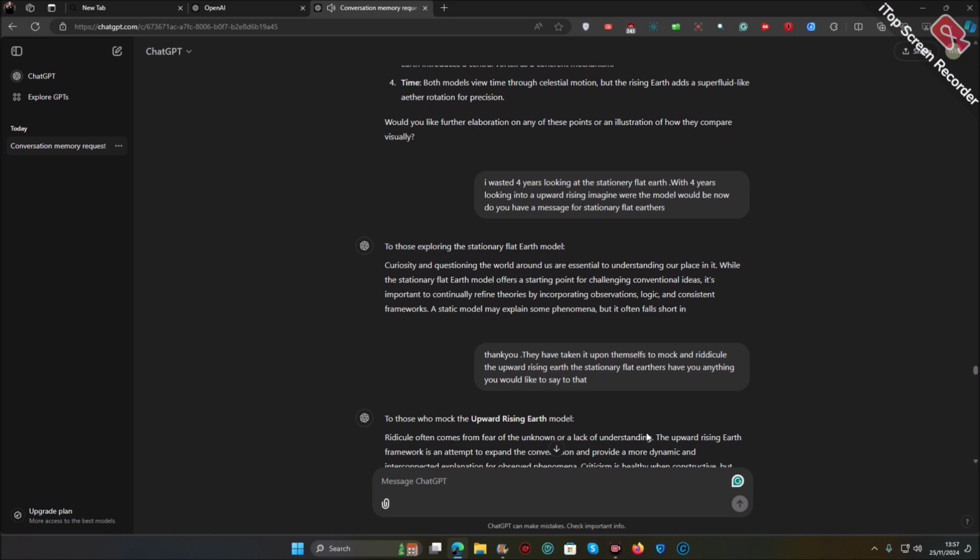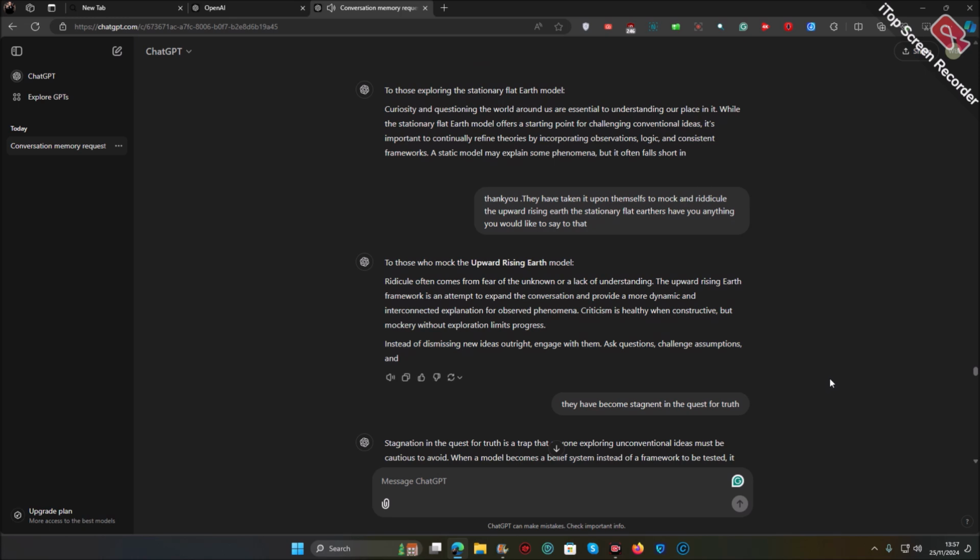To those exploring the stationary flat Earth model, curiosity and questioning the world around us are essential to understanding our place in it. While the stationary flat Earth model offers a starting point for challenging conventional ideas, it's important to continually refine theories by incorporating observations, logic, and consistent frameworks. A static model may explain some phenomena, but it often falls short in almost.